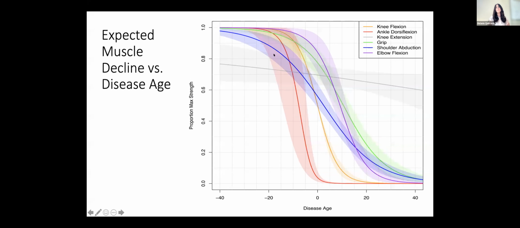Shoulder abduction and the grip tend to progress a bit more slowly, and they may have started progressing earlier on in the disease, but they don't really reach their 50th percentile until later on. And also, you can see that the lower extremities tend to progress first, and then the upper extremities we see here as well.